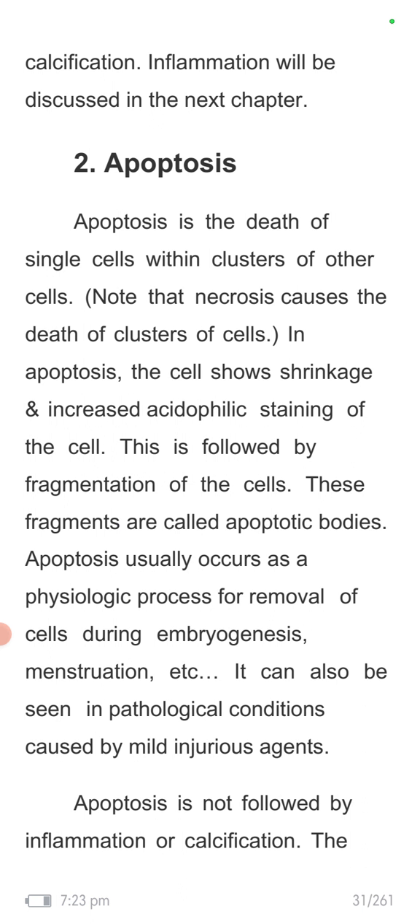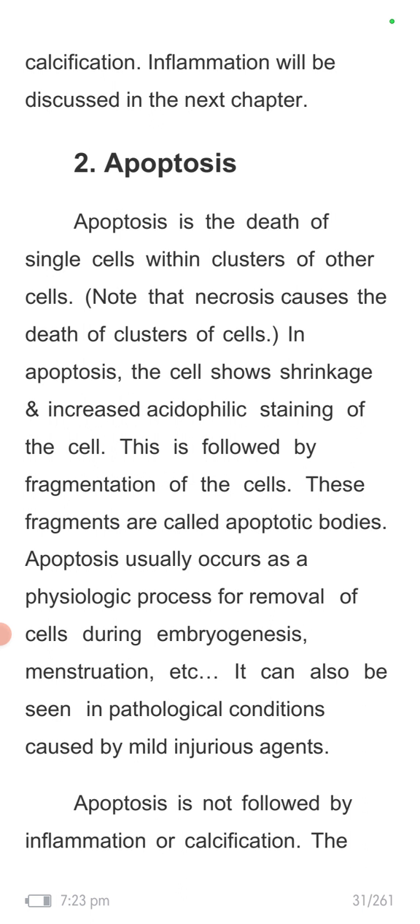Speaking about apoptosis, the second type of cell death, this is the death of a single cell within a cluster of other cells. Note that necrosis causes the death of a cluster of cells. In apoptosis, the cell shows shrinkage and increased eosinophilic staining. This is followed by the fragmentation of the cell. These fragments are called apoptotic bodies.